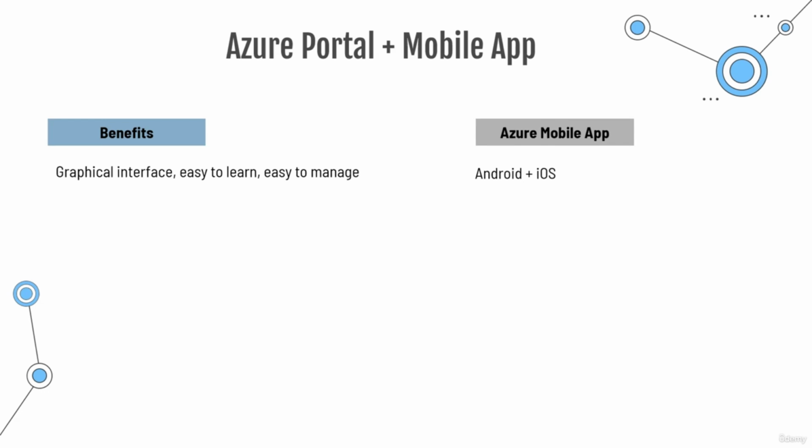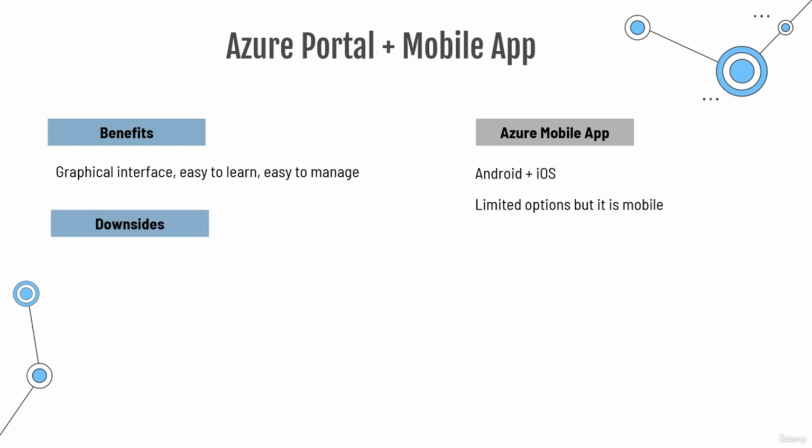A similar way is to use the Azure mobile app. This is just a little bit more limited in terms of the capabilities, but we can also access this by using an Android phone or an iOS phone. So it is accessible for both Android and iOS. And of course, this can be a great fit if we are somewhere traveling and we still want to have a convenient way to quickly make some changes.